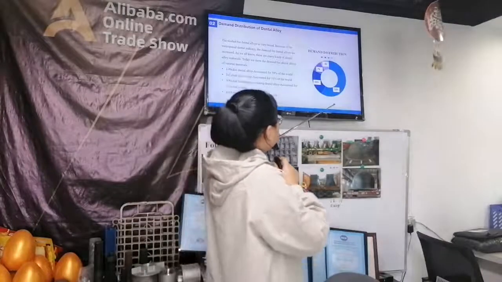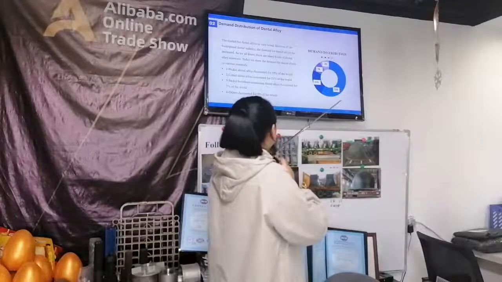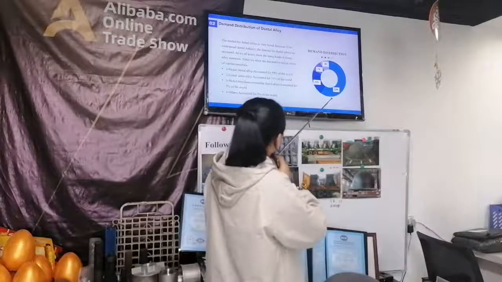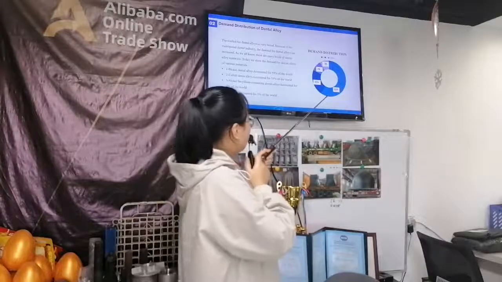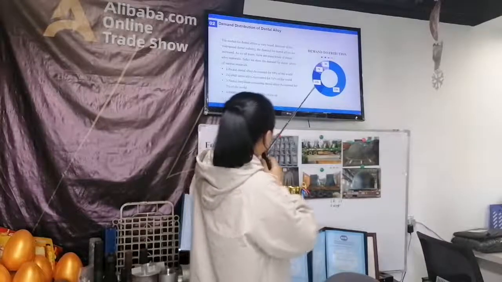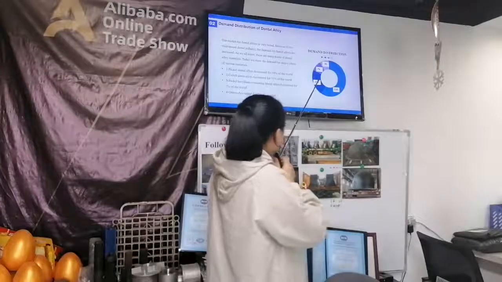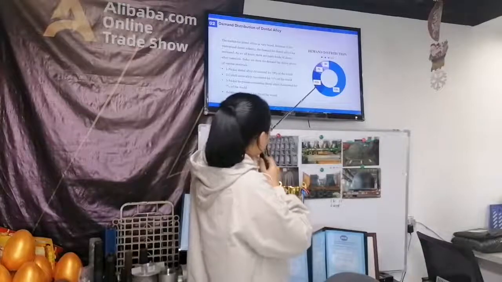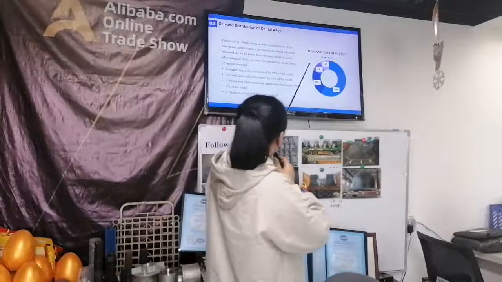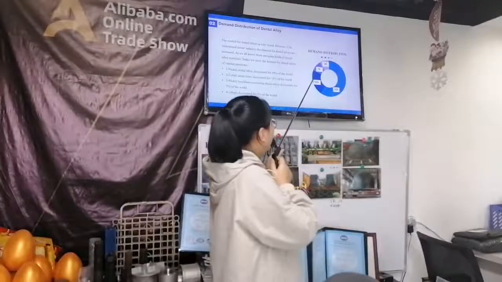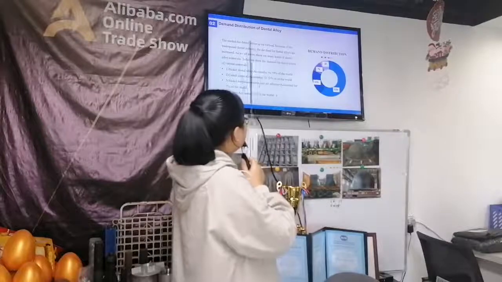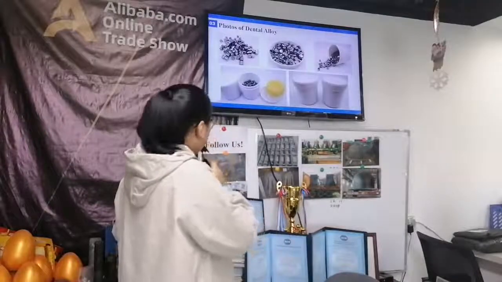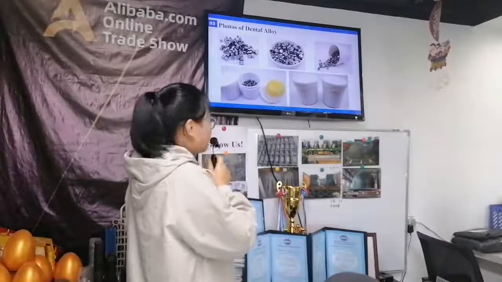This photo is demand distribution. You can see first one is nickel dental alloy, accounted for 59% of the world. The second one is cobalt dental alloy, accounted for 31% of the world. The third one is nickel beryllium containing dental alloy, accounted for 7% of the world. The last one is others, accounted for 3% of the world.